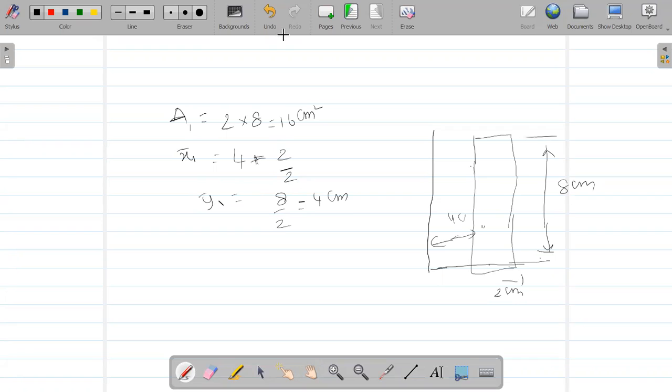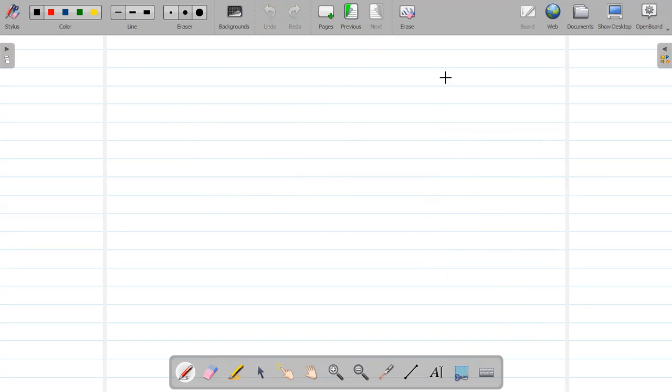Is it clear till here? Students, if you have any doubt till here, please ask me. I think everyone has a clear idea about how to identify the CG of the particular section, and we have done these problems in offline classes also. Okay, so now let us take the second section.